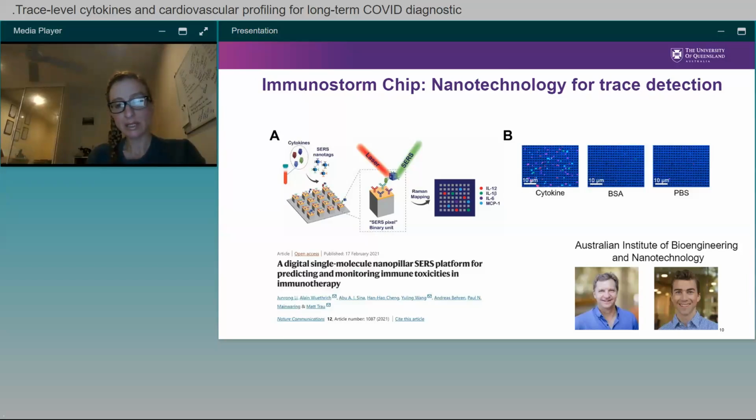So we asked Matt and Elaine to design the chip, and we focused in on just 4 cytokines. Ideally, you could do a larger number of cytokines, but we were limited by the chip technology in terms of how high throughput this could be. So we picked 4 cytokines that in the literature had previously been implicated in long COVID.